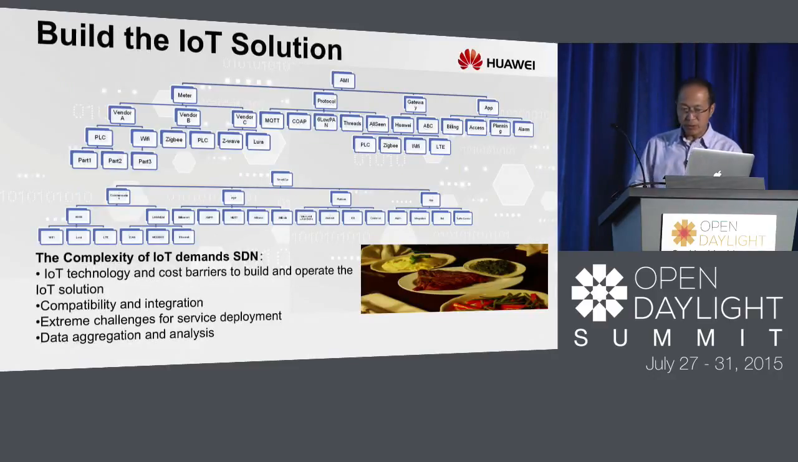Then we drive down further to see how people are building these vertical solutions. I'll give two quick examples: one is AMI, advanced metering infrastructure, and another is the smart car. Let's focus on how people can build an AMI solution. In a typical case, we have the smart meter talking with the gateway device through well-defined protocols. On top of that, applications like billing, access, planning, and alarms come along as applications for those AMI solutions.